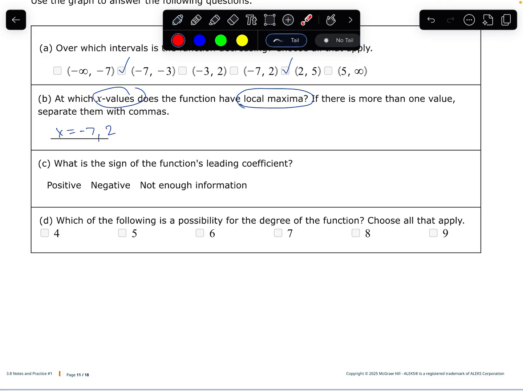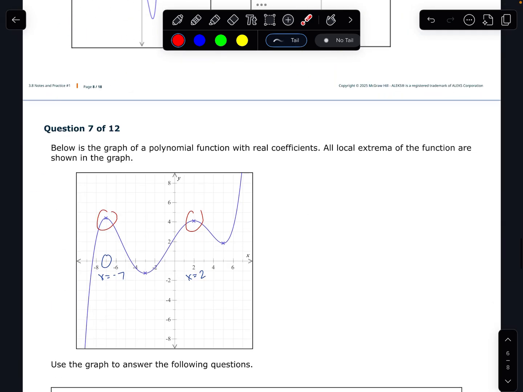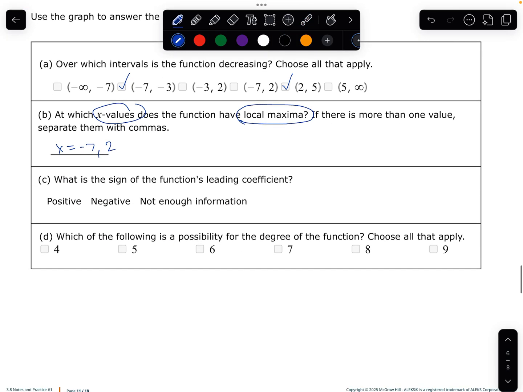What is the sign of the function's leading coefficient? Positive, negative, or not enough information? So if I remember just basically how I identified these graphs from above, so I can see that's going down on the left and up on the right, which means it's an odd degree. But because it's an odd degree and going down on the left and up on the right, that means the leading coefficient has to be positive. Okay, so that's just information that we got from the previous chapter.